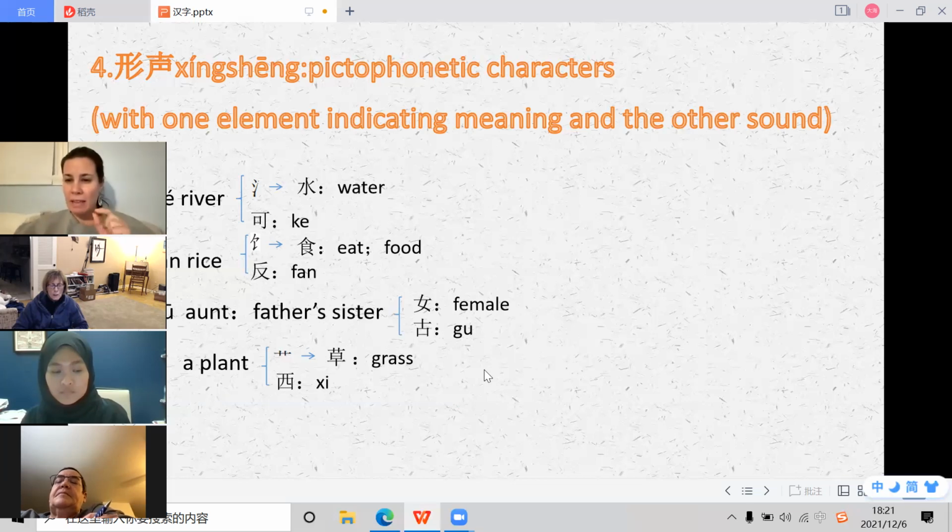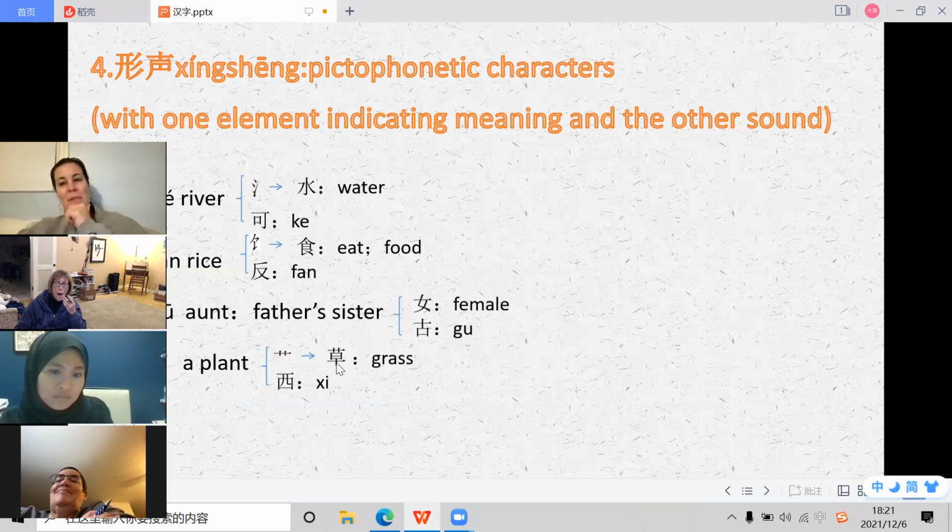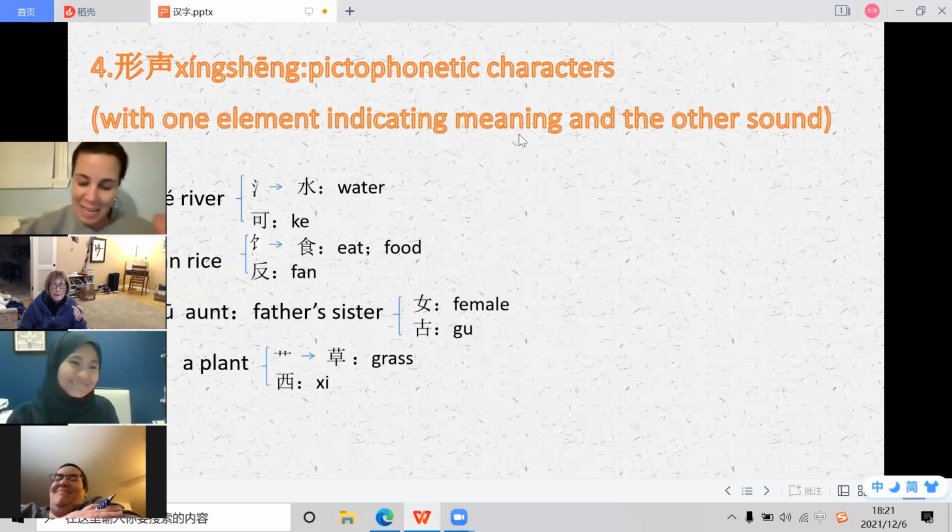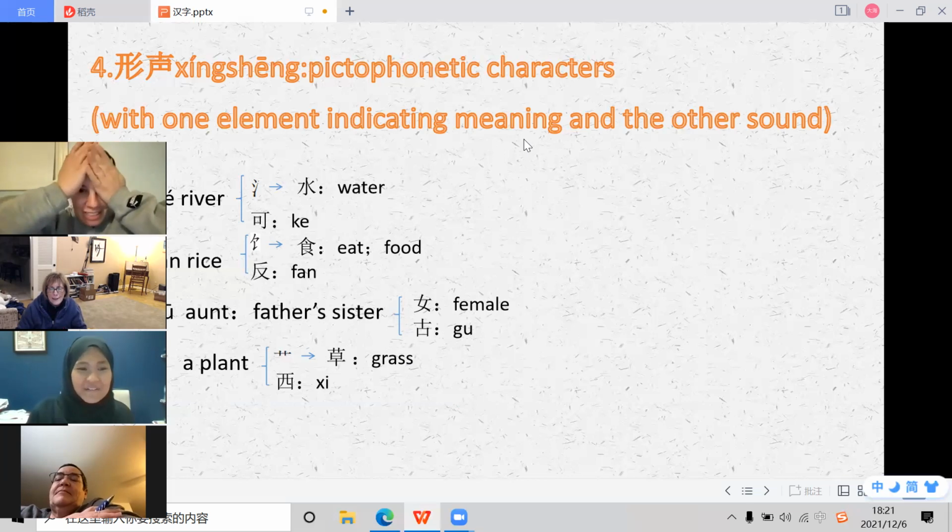So the elements, I'm trying to understand. The two elements are, one of them is the sound and the other one is the meaning. Yes. Oh, it says that right on the top. I'm sorry. I was staring at the characters.